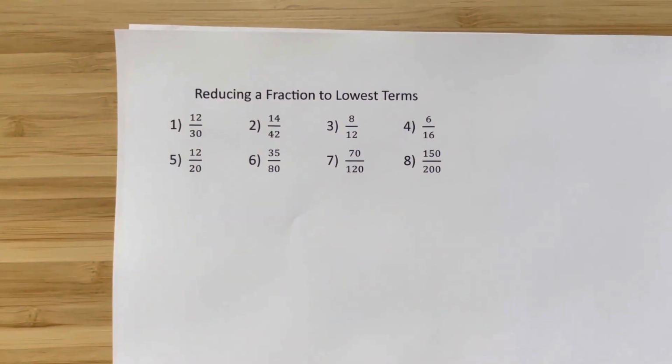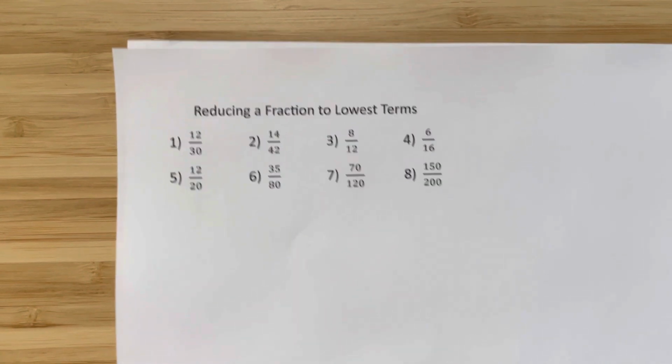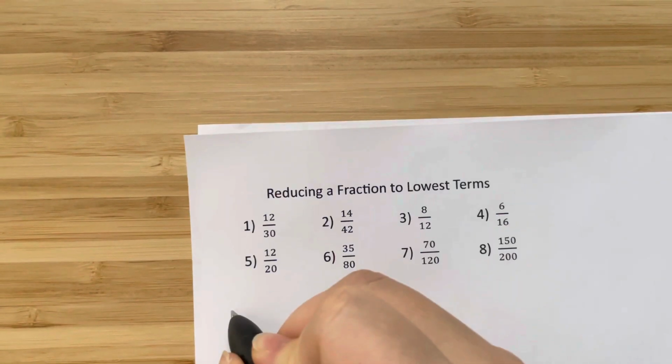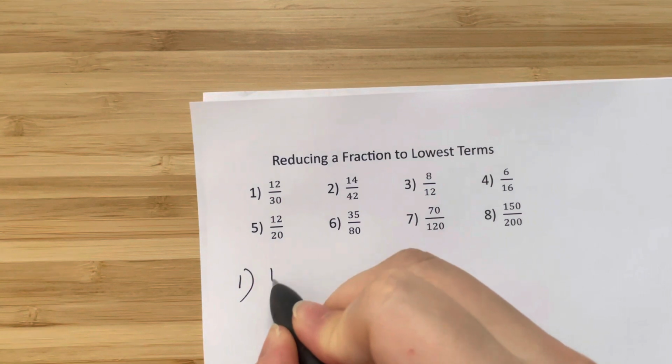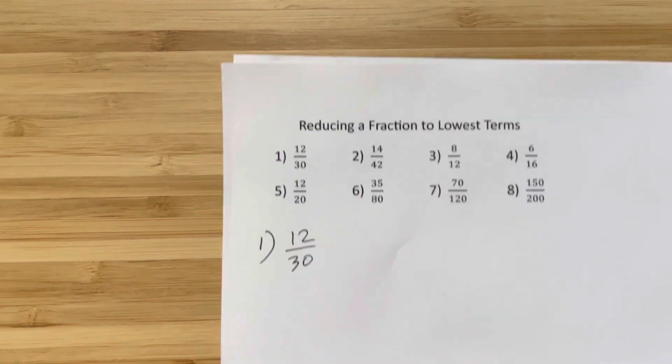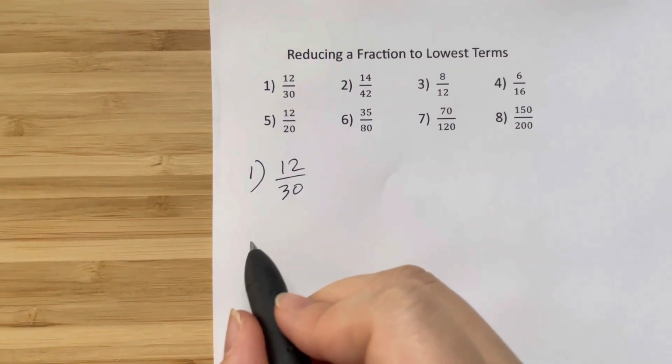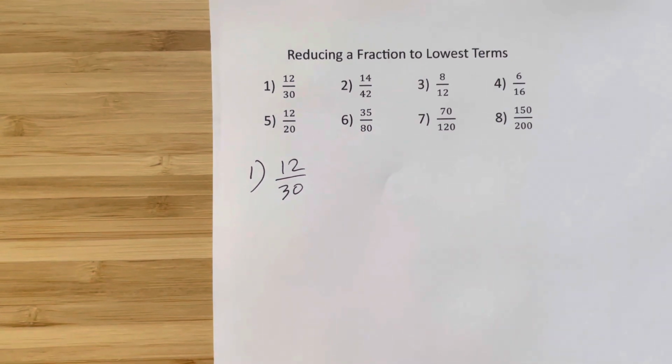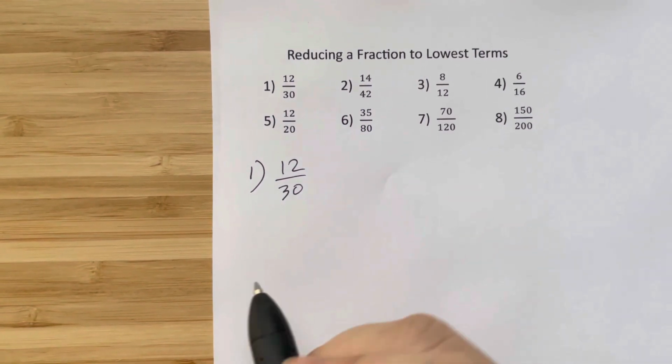Reducing the fraction to its lowest term. So here are some examples I came up with that we're going to go over. Let's do one. We have 12 over 30. We are going to reduce each number into its prime factors.